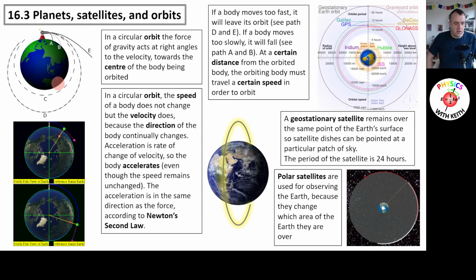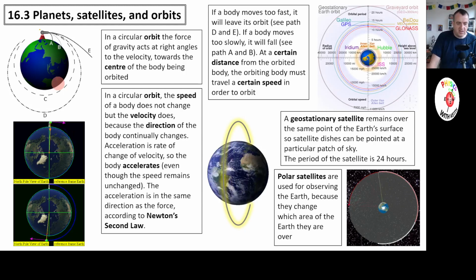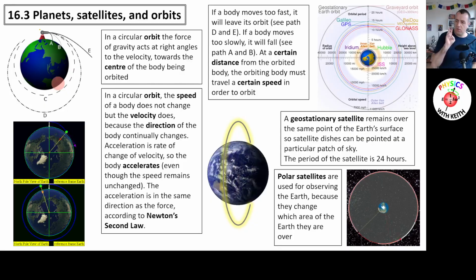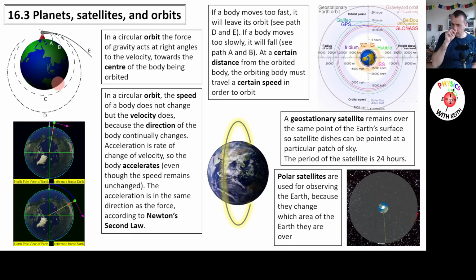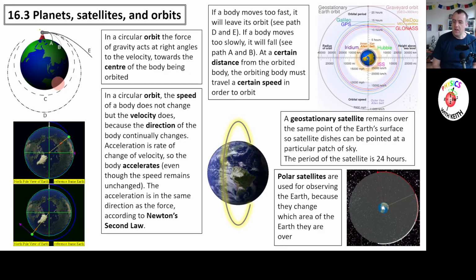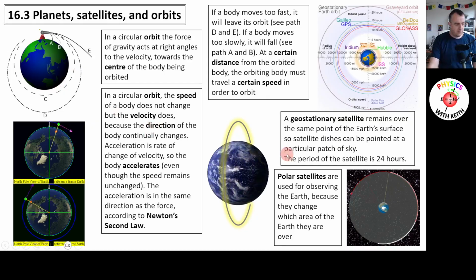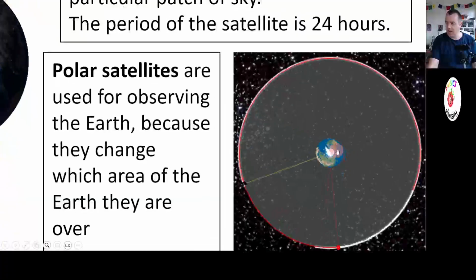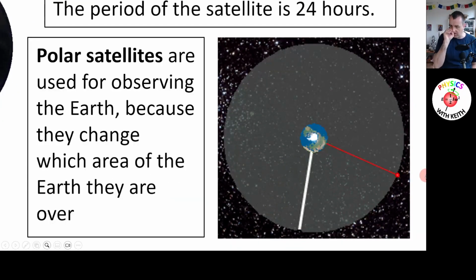Well, because what we like doing nowadays is putting bits of metal in space, satellites, putting them in space. And there are two different types of orbit. Well, there are lots of different types of orbit. There are two interesting types of orbit for satellites in space. There is the geostationary satellite. So here is an animation showing a geostationary satellite.